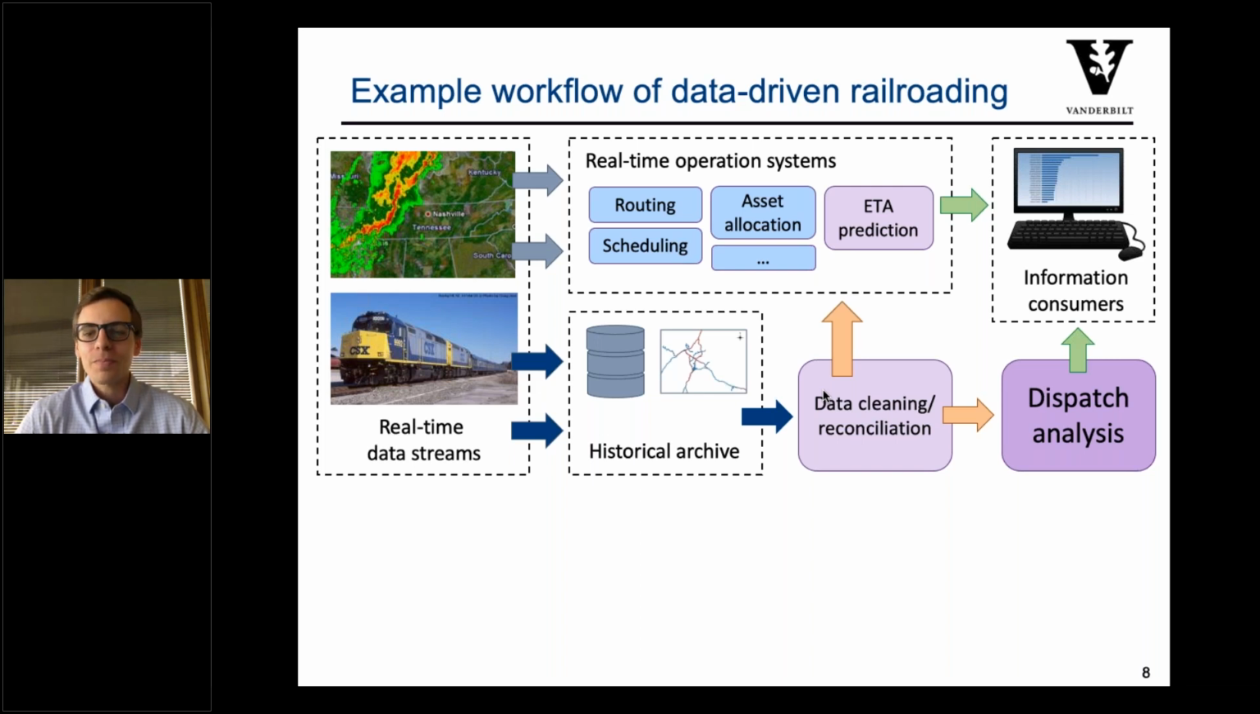And then you can see that this feeds into the primary focus of today's talk, which are these dispatch analysis methods that I've developed over the past couple of years, which we'll talk about at length today. And importantly, all these systems are ingested and interpreted by information consumers. The railroad is very reliant on computers, but overall it's humans that are making the decisions, whether that's at a very detailed operational level or at the tactical or strategic level.